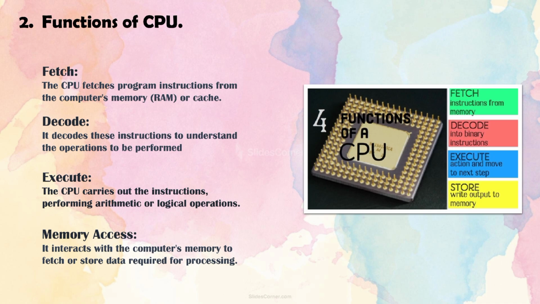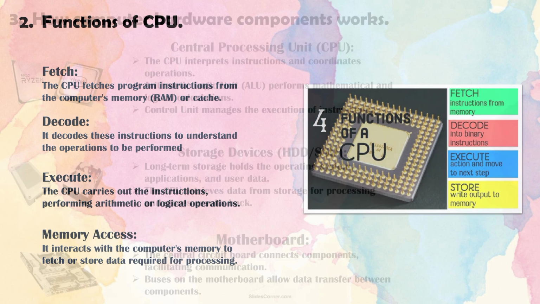Function of a CPU: fetch, decode, execute, memory access. Fetch. The CPU fetches program instructions from the computer's memory or cache. Decode. It decodes the instruction and understands the operation to be performed. Execute. The CPU carries out the instruction, performing arithmetic or logical operations. Memory access. It interacts with the computer memory to fetch or store data required for processing.